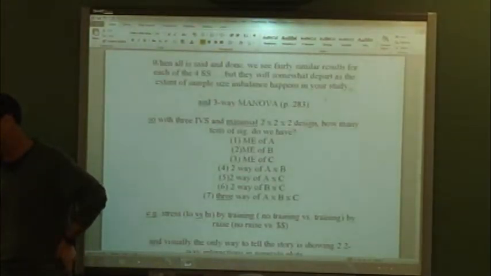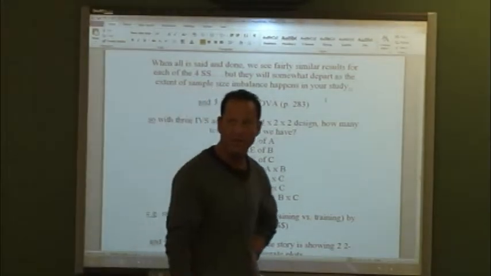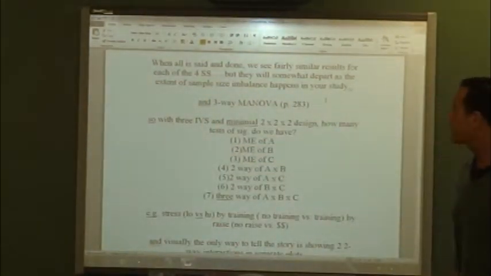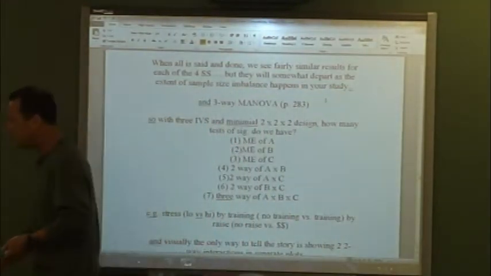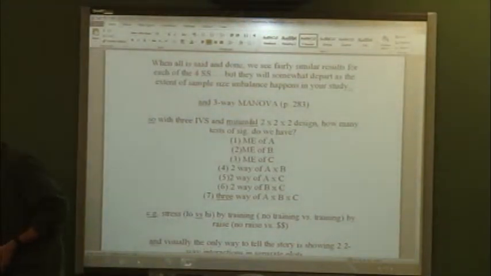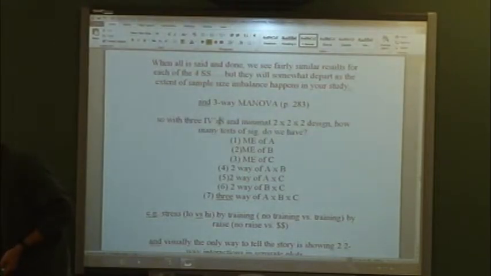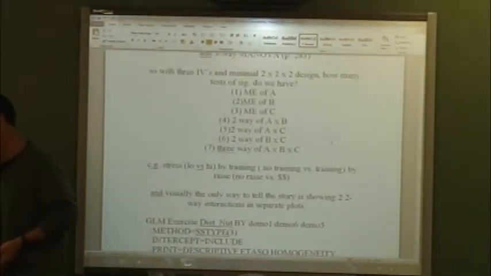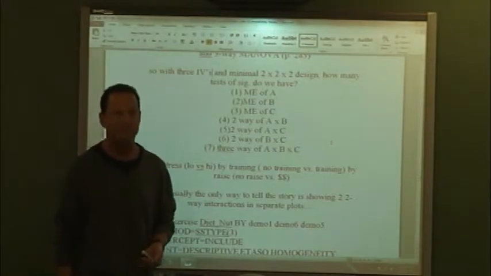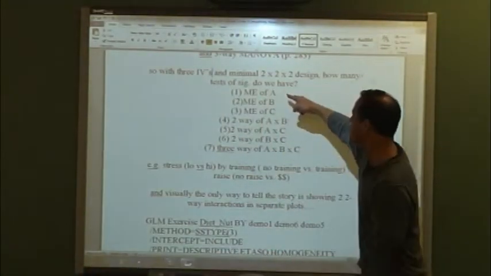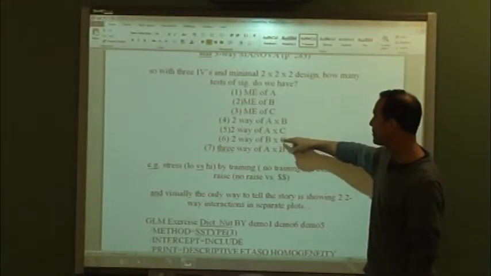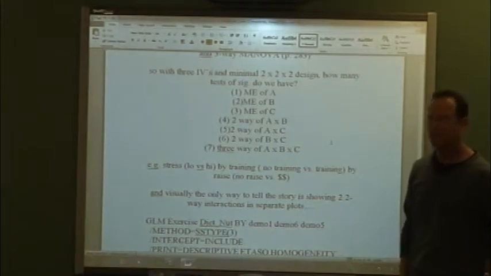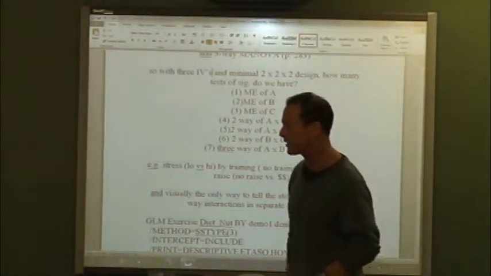Now, that's a 2-way MANOVA. What about a 3-way MANOVA? With a 3-way MANOVA, you have 3 IVs, and minimally it would be a 2 by 2 by 2 design. How many tests of significance do we have, everybody? 7. Right? You have 3 main effects, A, B, and C. 3 two-ways, A and B, A and C, B and C, and then the 3-way.